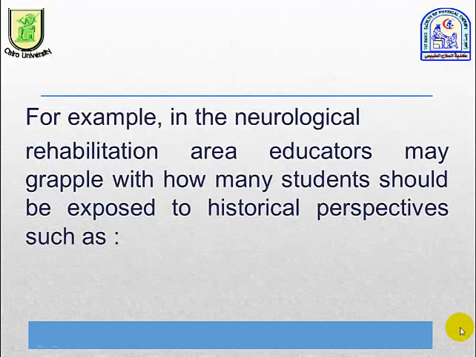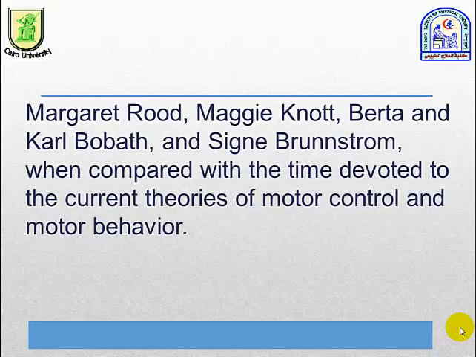For example, in the neurological rehabilitation area, an educator may grapple with how much students should be exposed to historical perspectives, such as the techniques of Margaret Rood, Knott, Bobath, and Brunnstrom, when we compare this with the time devoted to the current theory of motor control and motor behavior, where we find a sequence for development of such techniques.